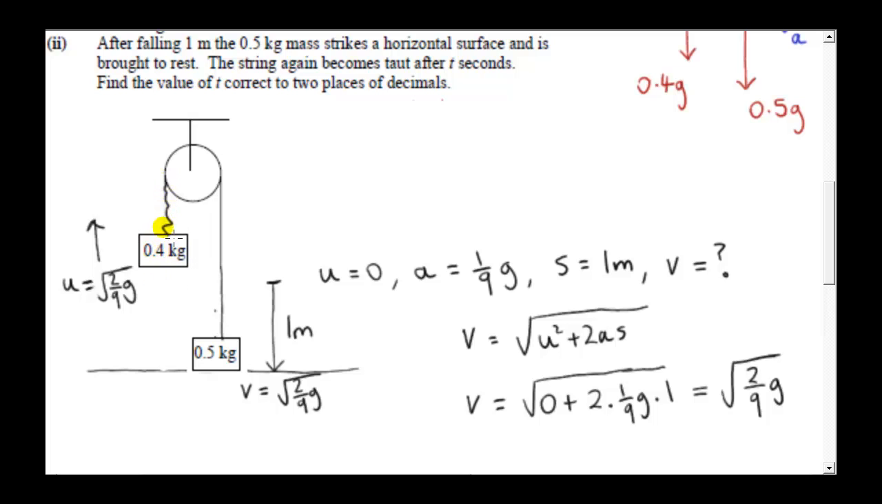So while the string is slack, what are the forces acting on this mass? Clearly the only force acting is the force of gravity, which we know is mg, 0.4 times g. For the motion of this particle, we only need to know its acceleration, and the acceleration of all masses is just g. If we set this equal to ma by Newton's second law, ma is the resultant force. It's the only force acting on it after the string becomes slack. Then we just cancel the masses. It doesn't matter what the mass is. We know that the acceleration is g.